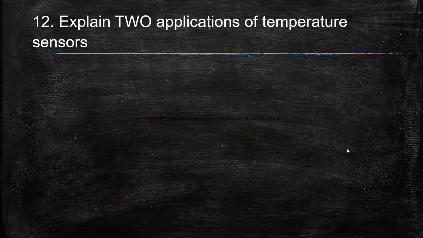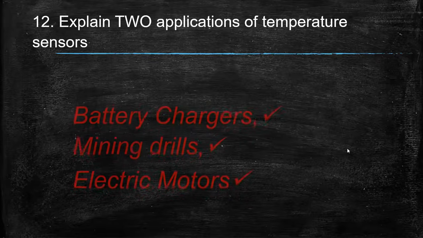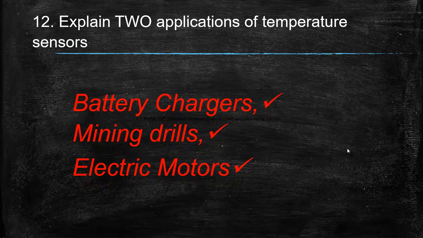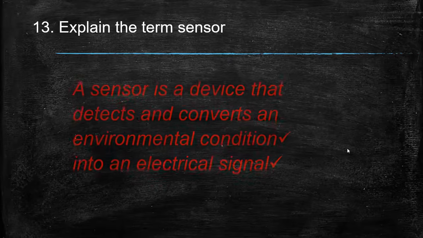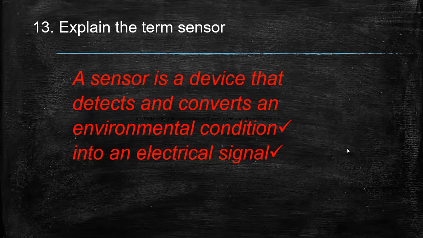Explain 2 applications of temperature sensors. Battery chargers, mining drills, electric motors. Explain the term sensor. A sensor is a device that detects and converts an environmental condition into an electrical signal.